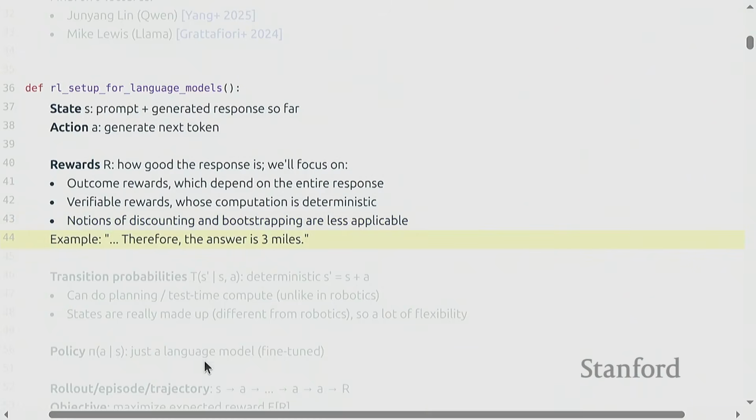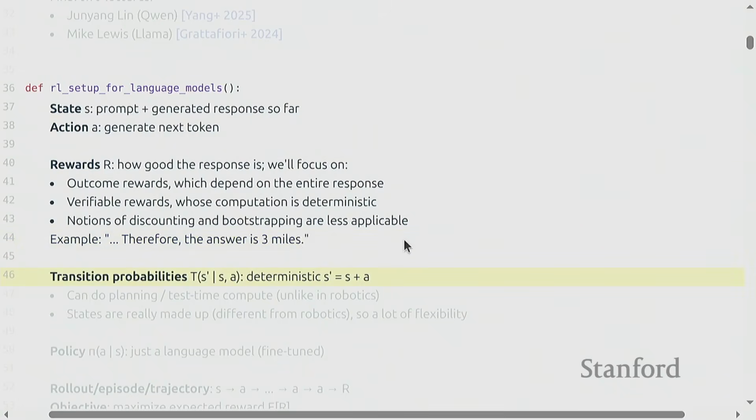For example, you might have a math problem, and then there's a chain of thought, you think for a while, and then finally the language model might generate, "Therefore the answer is 3 miles," and then the reward would have to extract the 3 miles and see if that matches some ground truth.